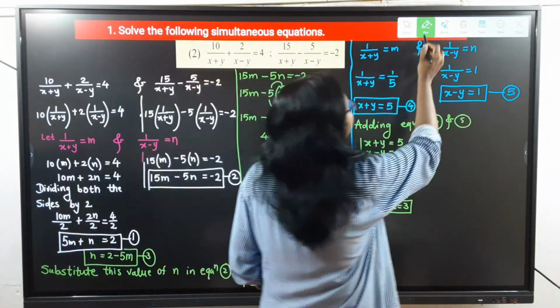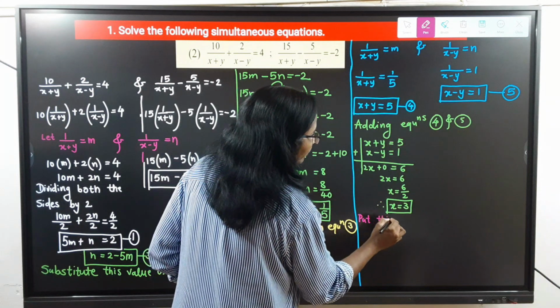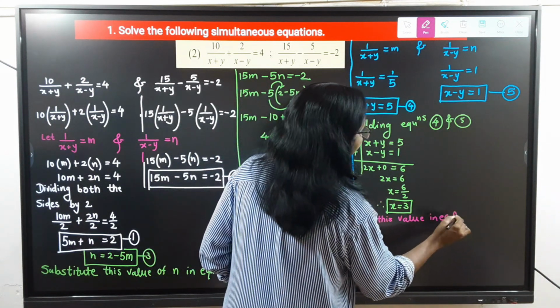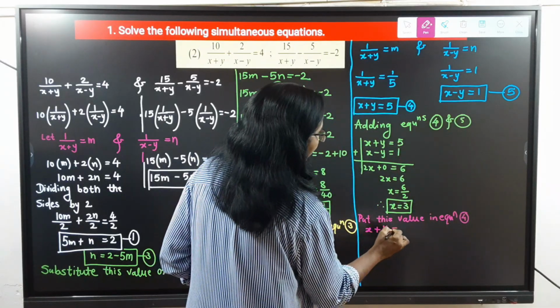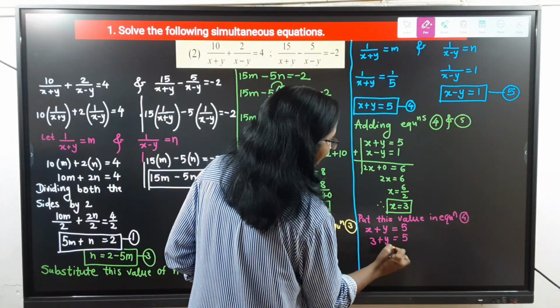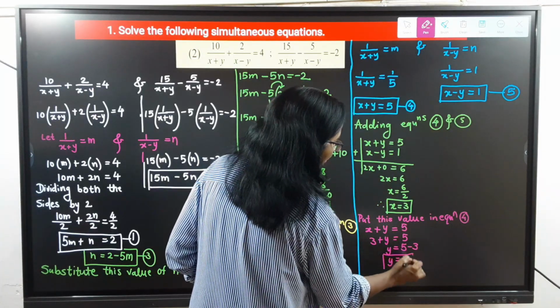Now here the next step is that put this value in equation 4. So fourth equation is x plus y is equal to 5. So 3 plus y is equal to 5. Therefore, y is equal to 5 minus 3. y is equal to 2.